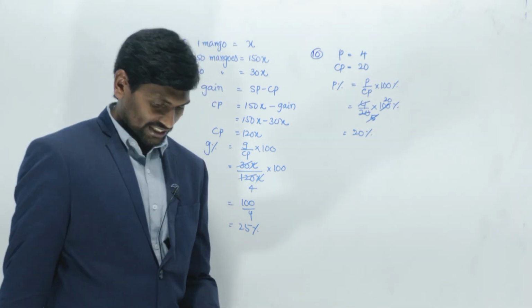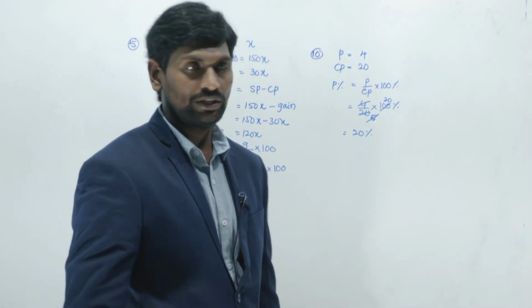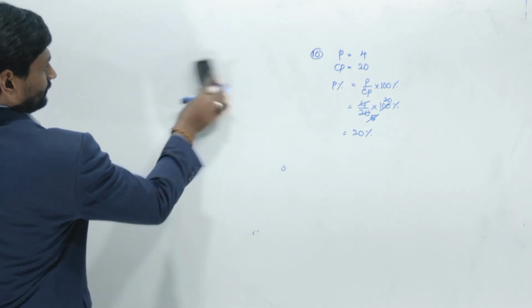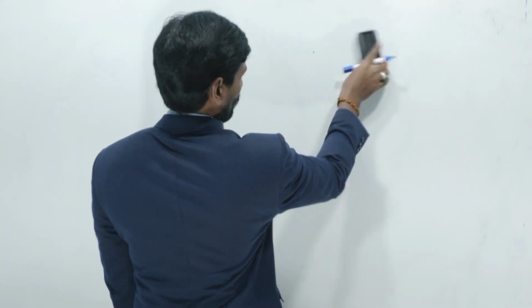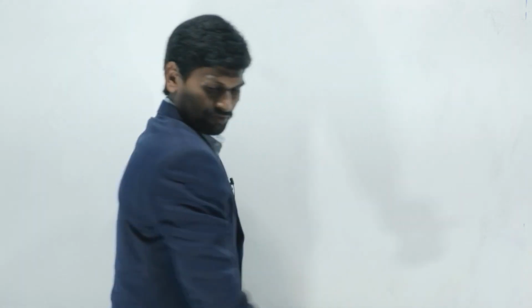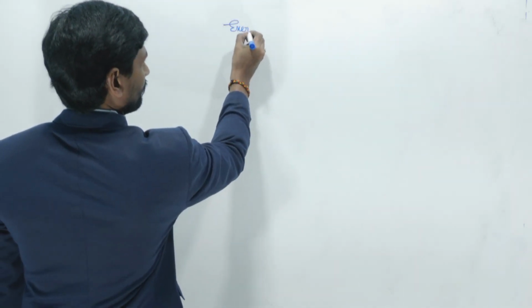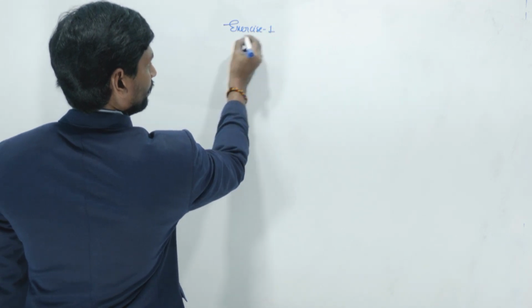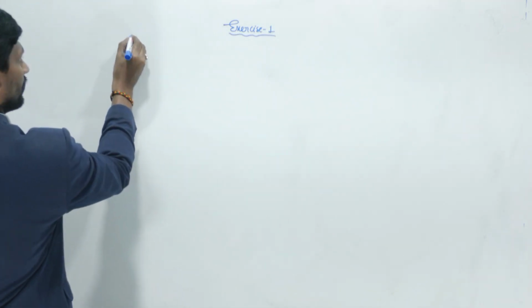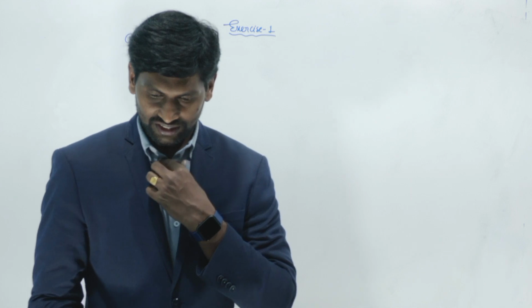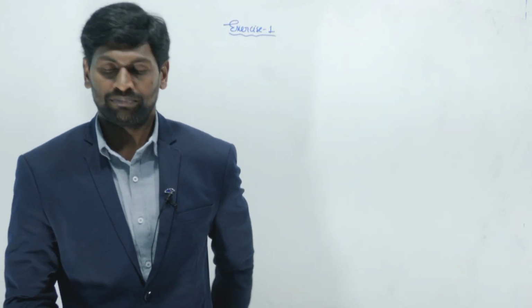So now exercise 1 problems. First question: Rajendra buys a cycle for 250 rupees and sells it for 300, find the profit percentage. It is a similar question, so I am leaving it.